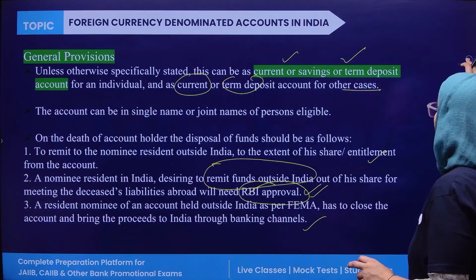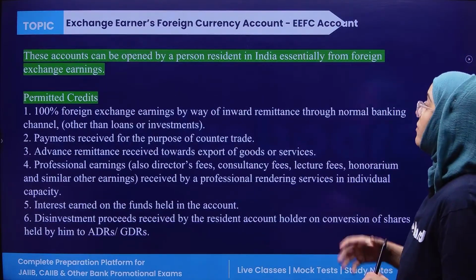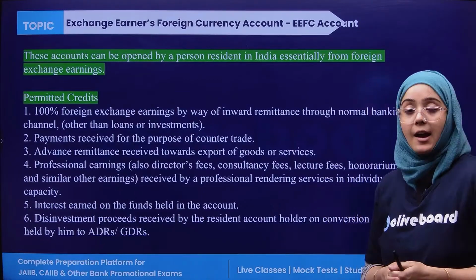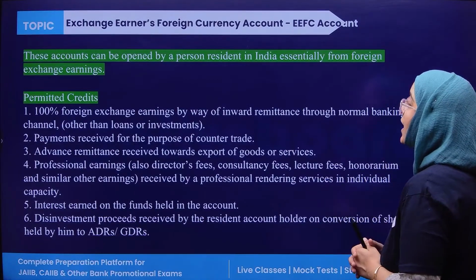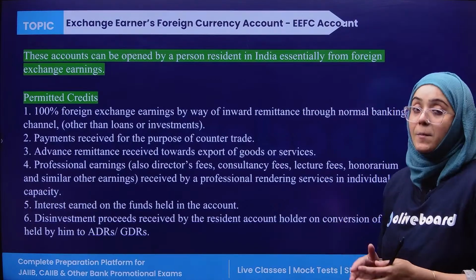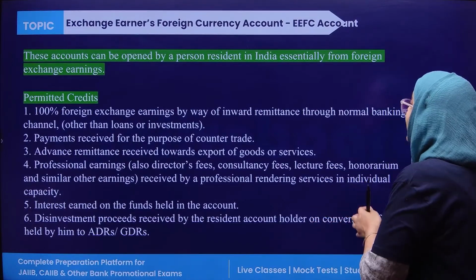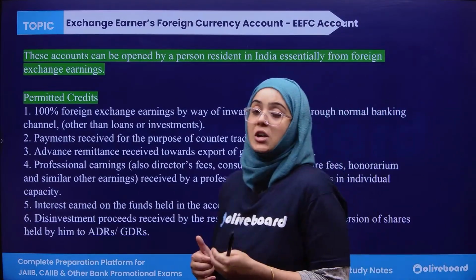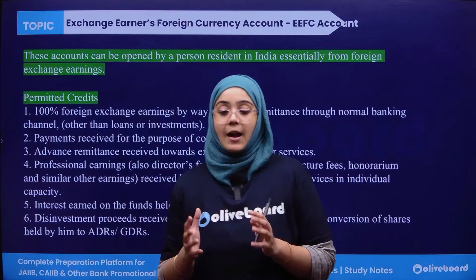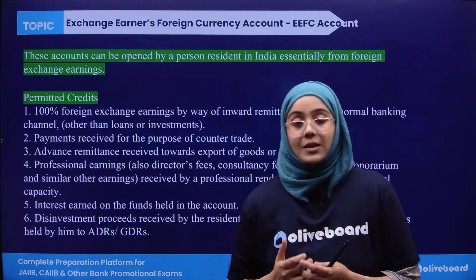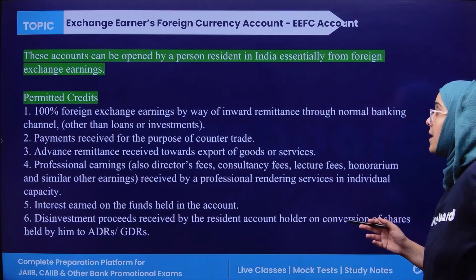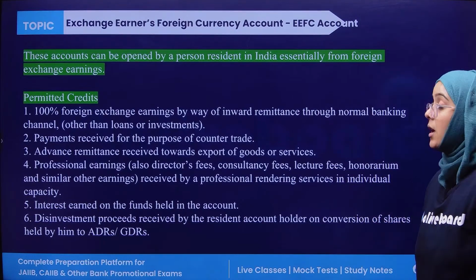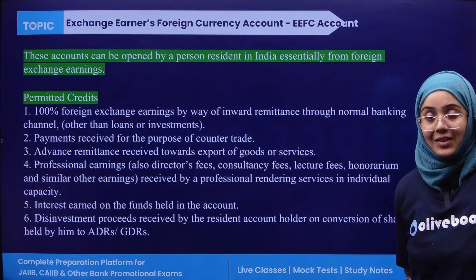Now, one by one, let us discuss the different accounts. First of all, there is the exchange earner foreign currency account. This is the account that is opened by a resident of India, essentially from foreign exchange earnings. If you are involved in any type of foreign exchange trading or foreign earnings, then this is the account for you. Now, what are the permitted credits in this account?